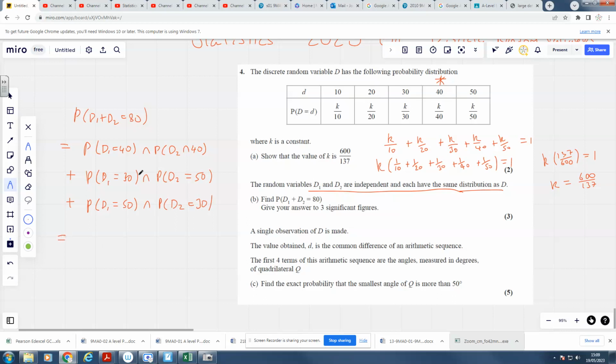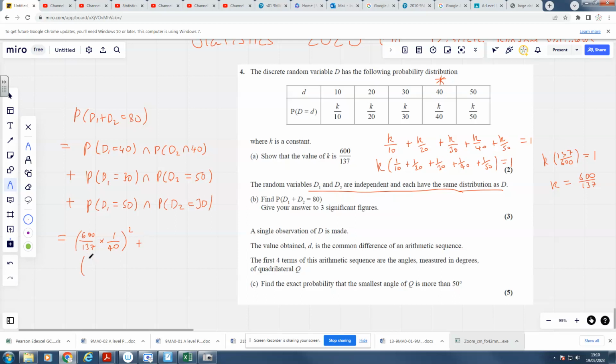So how do we deal with this? Well, if you're spinning a spinner twice, you need to multiply the probabilities. So we're going to have 600 over 137, that's k, multiplied by 1/40th, because it's k times 1/40th. But then I'm timesing that by itself again, so I'm just going to square that.